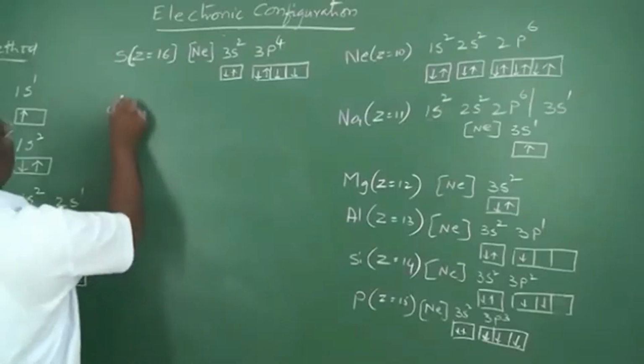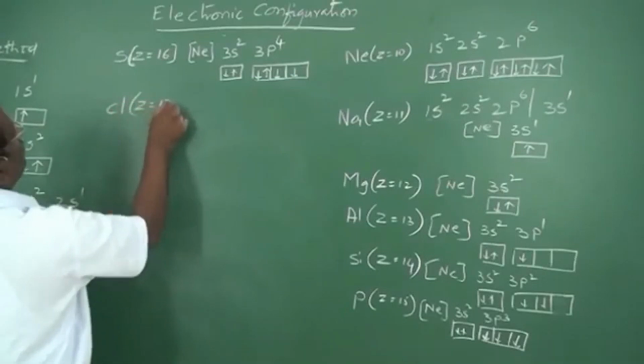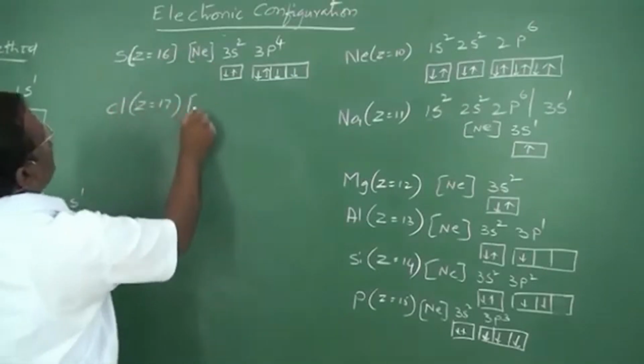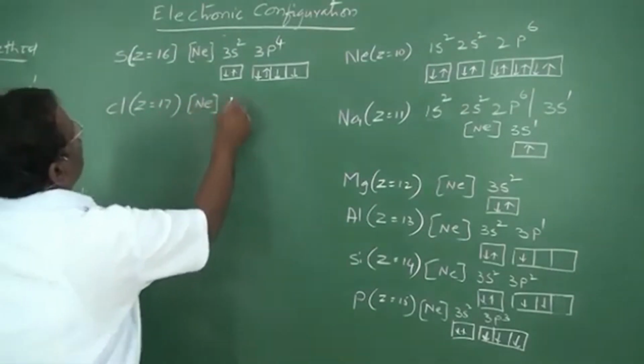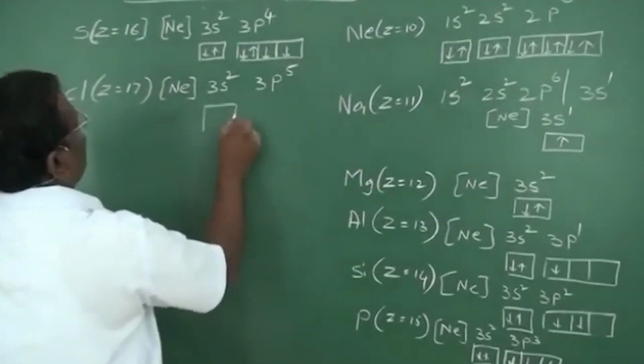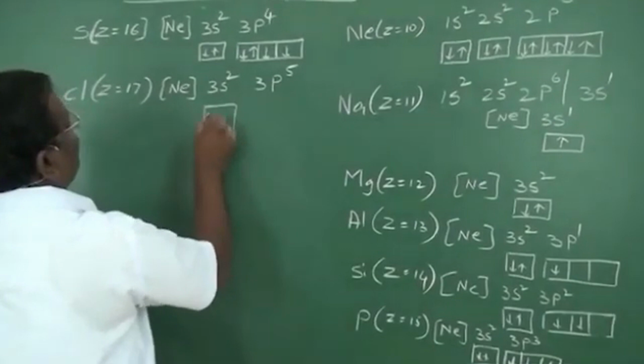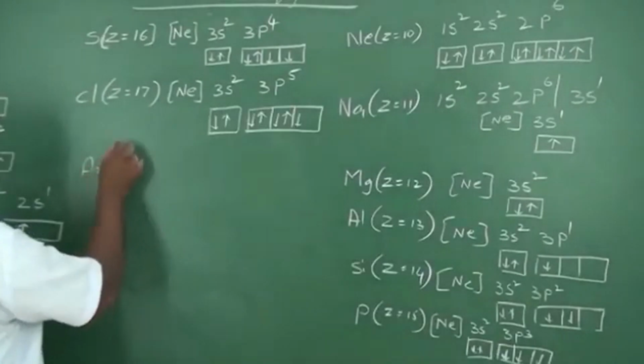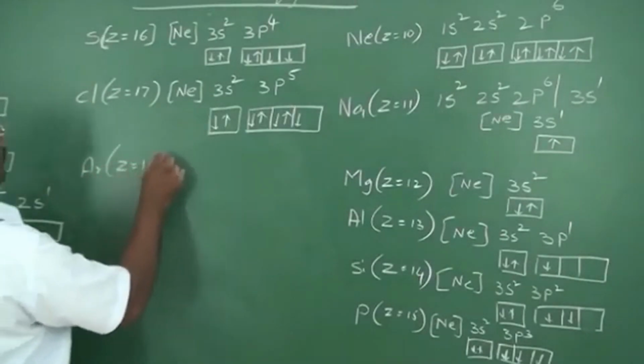Then chlorine. The first 10 electrons are just like neon. Then argon. The first 10 electrons are just like neon, then 3s2, 3p6.